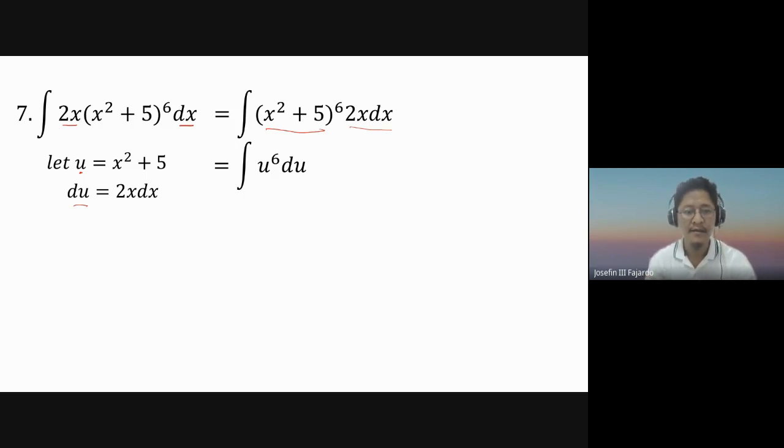With this, we can now perform the power formula. So the integral of u to the 6 du will just be u to the 7 over 7 plus c. And then replace u with x squared plus 5.